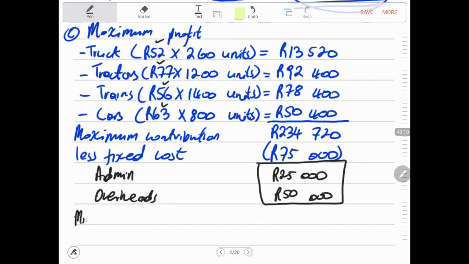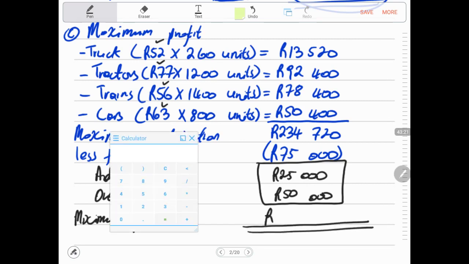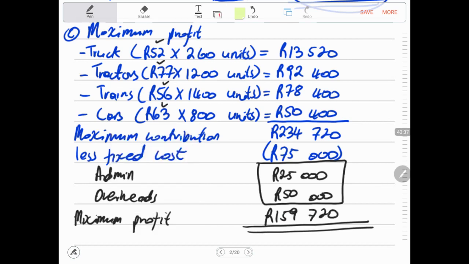Then our maximum profit will then be the net. Then we have 234,720 minus 75,000, and this gives us 159,720. So this becomes the maximum profit. If you were required to calculate the maximum contribution, this is where you are going to stop. So this wouldn't have been a problem.